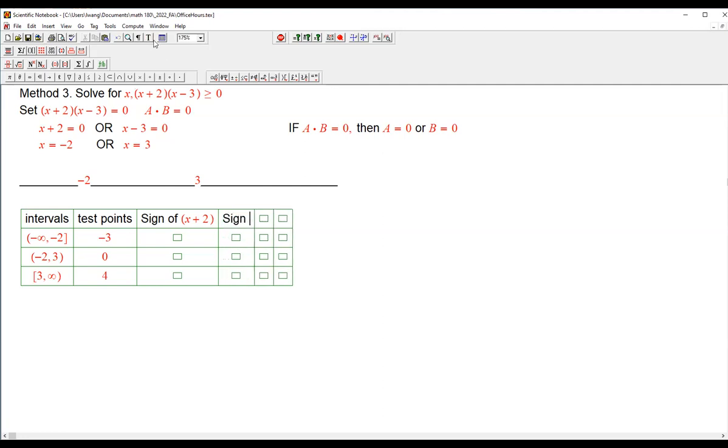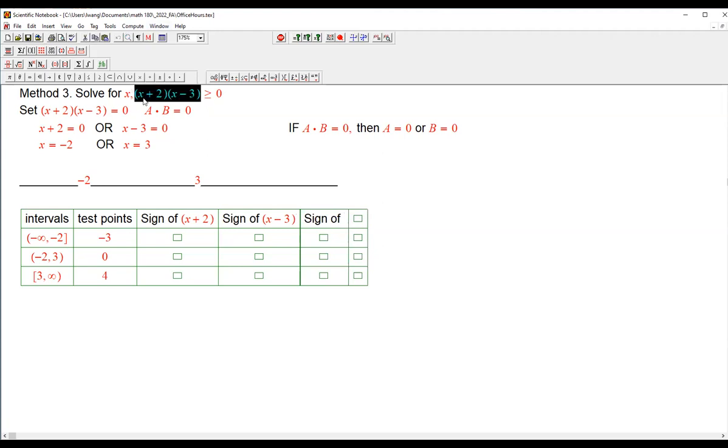Sign of x plus 3. Okay, you can see the idea is very similar. This is a commonly taught method. Okay, so sign of the product. Sign of the product. We still apply principle number 5 and principle number 6.